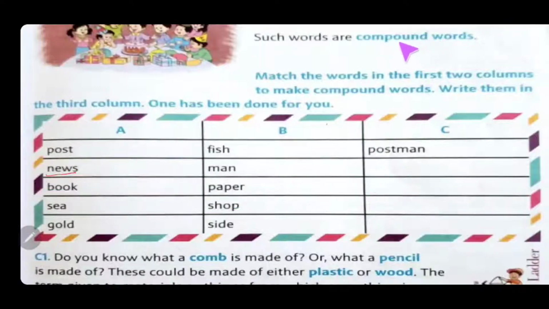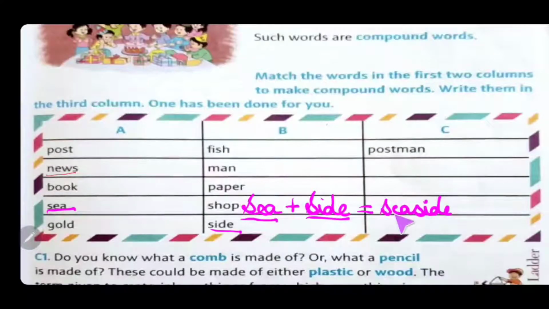Similarly, seaside, S-E-A, sea, plus side, S-I-D-E, side, right? So by joining these two words, the first word is sea and the second word is side. By joining these two words, we get a new word, right? We form a new word, that is seaside, S-E-A-S-I-D-E, seaside, right? So this is a compound word, seaside, right?